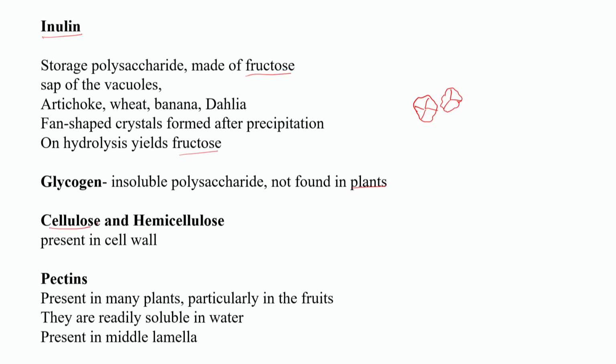Cellulose and hemicellulose that we have discussed earlier are found in the cell wall. Basically they are structural polysaccharides, but they are also used as reserve food material when required. Pectins are also there, that we have discussed; they are a component of the middle lamella as well as found in primary walls. But they could also serve as a storage polysaccharide, particularly in fruits, and they are also soluble in water.